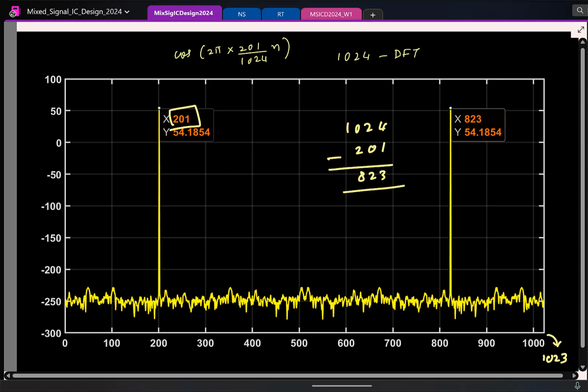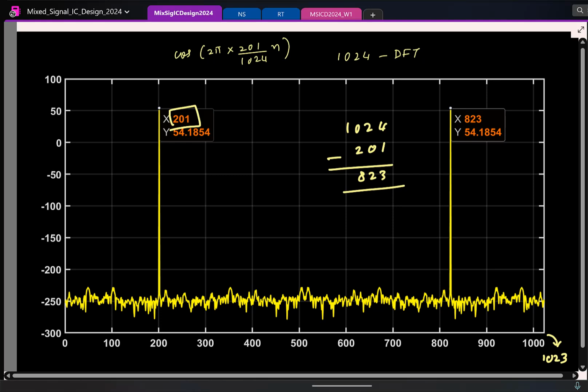Again, I just want to highlight that these are all discrete points. I've joined them to look like a continuous plot, but they are actually individual points, from 0, 1, 2, 3 and so on. So this is the plot for the signal lying on a bin.